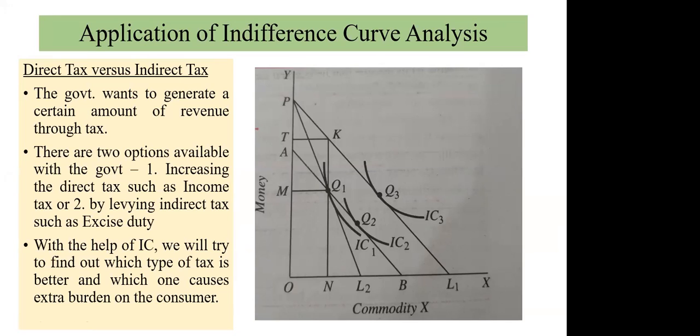But if the initial price line was PL1, this one, we can see that to buy this ON amount of quantity, I would have paid PT amount of price. Why? Because in the initial price line, ON amount of commodity X and OT amount of money give me the same satisfaction level. So I would have spared only PT amount to buy this ON quantity of produce. Because of this reason, now I am paying PM amount. Previously, I was paying PT amount. So this difference between these two, which is MT amount, is the amount of indirect tax.